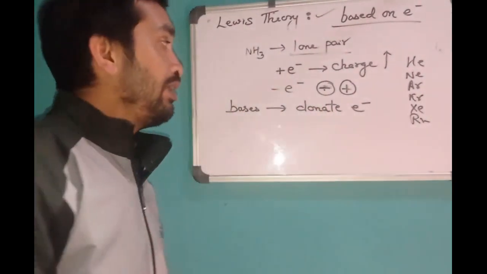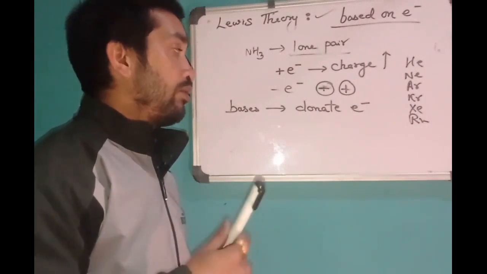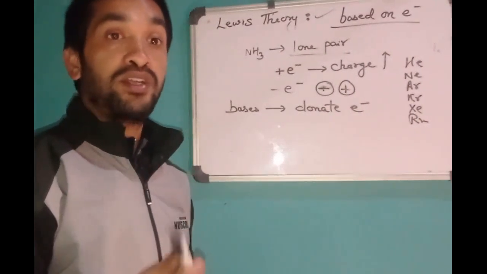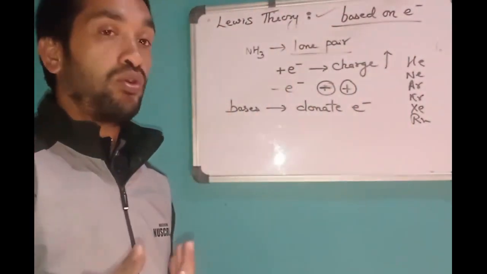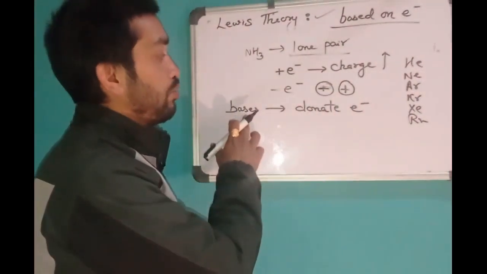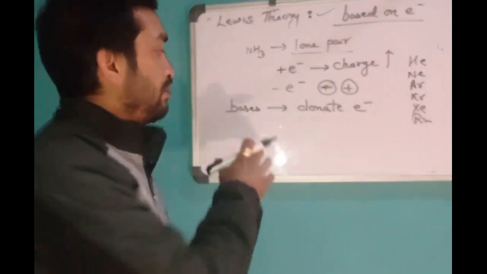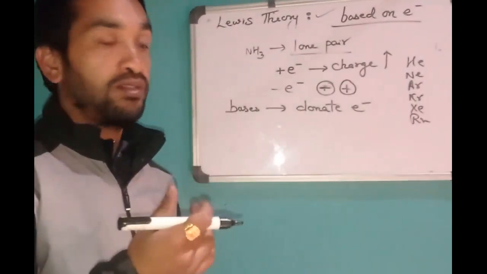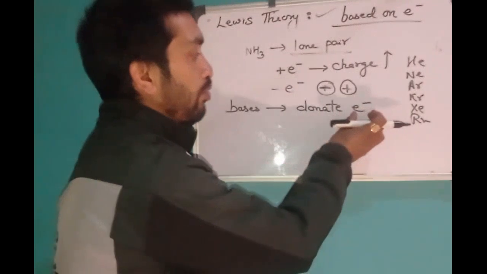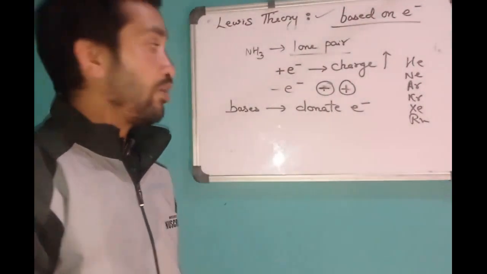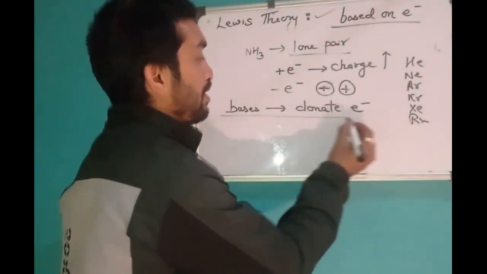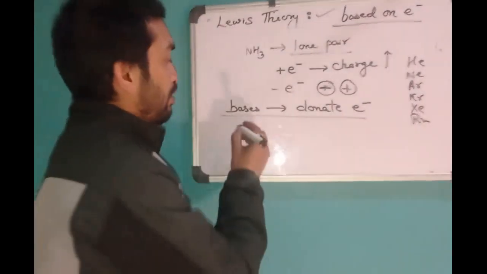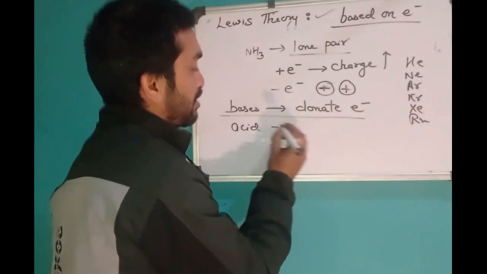It is totally opposite to your Lowry-Bronsted theory because their charge is different. That is not negative charge, that is positive charge. So don't get confused that there we are saying bases are those which accept H plus and acids are those which donate H plus. There the charge is positive. Here I am talking about negatively charged subatomic particles, that is electron. So according to Lewis theory, bases are those which donate electron and acids are those which accept electron.